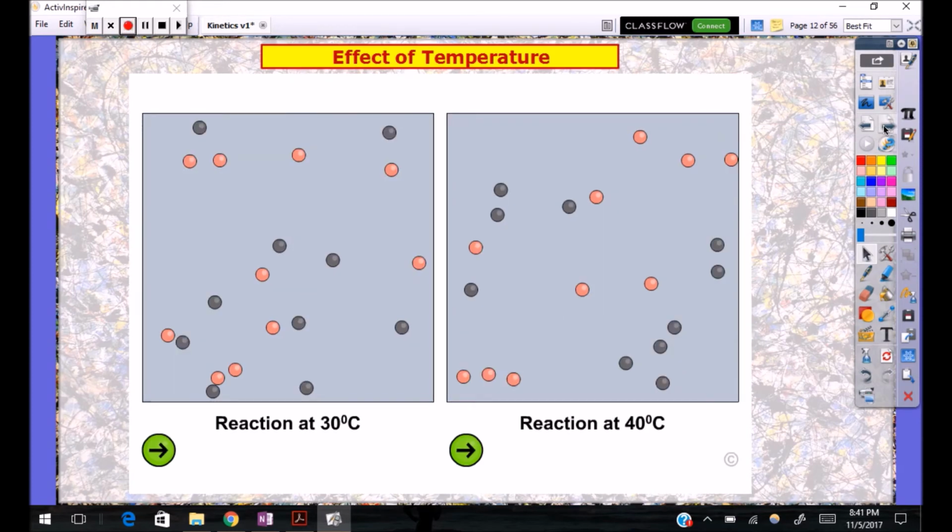Temperature. Temperature is our other factor here. Think about what temperature is. What is temperature a measure of? You should have said temperature is a measure of the average kinetic energy. When we're talking kinetic energy, we're talking about speed. So at higher temperatures, what do you expect to happen in terms of collision? There should have been more collision.